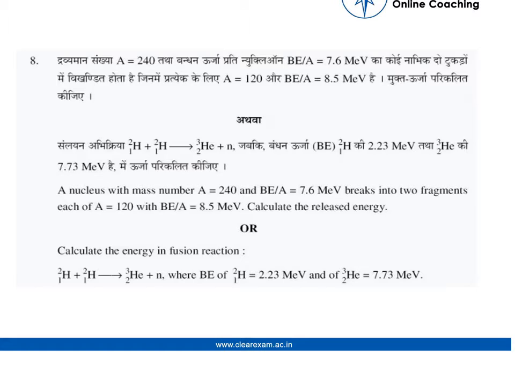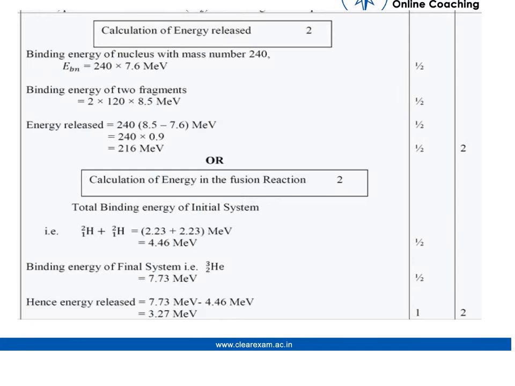The second question is, calculate the energy in the fusion reaction, the given reaction, where B of hydrogen-2 is 2.23 MeV and that of helium is 7.73 MeV.